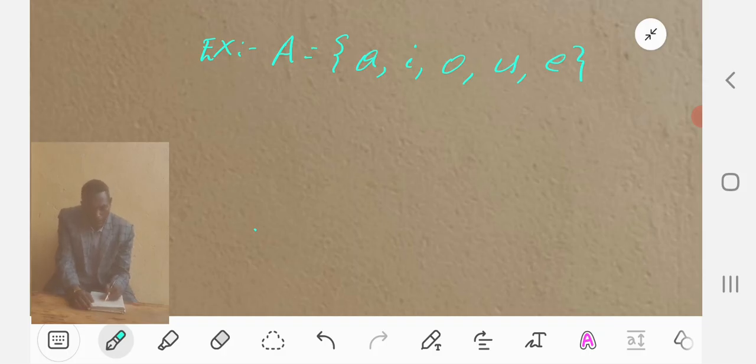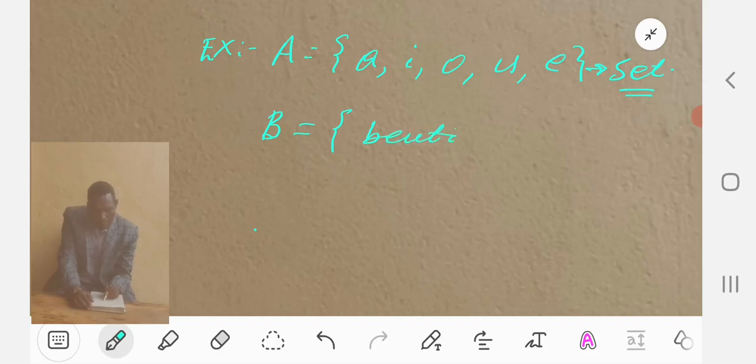The collection of 5 English vowel letters is a set because it defines the same for different persons. Therefore, this collection is a set. Let's consider another collection, set B. Set B is said to be a group or a collection of beautiful birds.